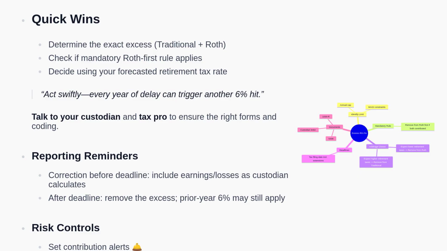For reporting, if you correct before the deadline, include earnings or losses as computed by the custodian. If you correct after the deadline, remove the excess and be aware that the prior year excise tax may still apply. Manage risk by setting contribution alerts, rechecking eligibility and modified adjusted gross income, and documenting all steps.